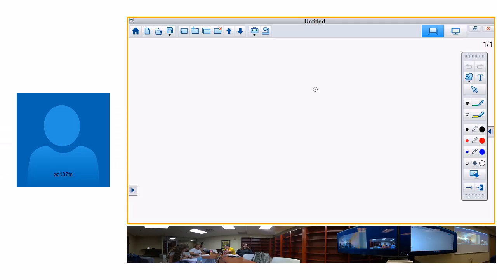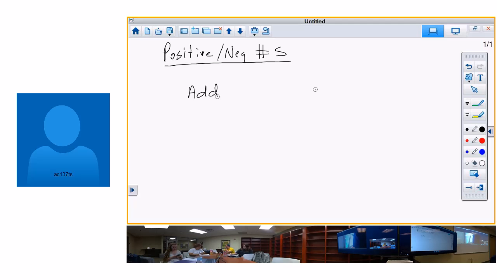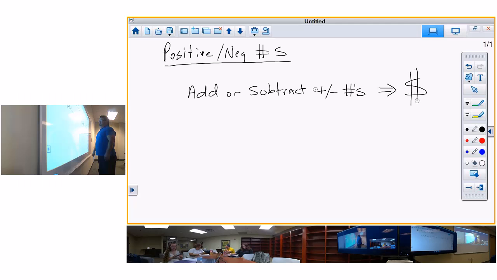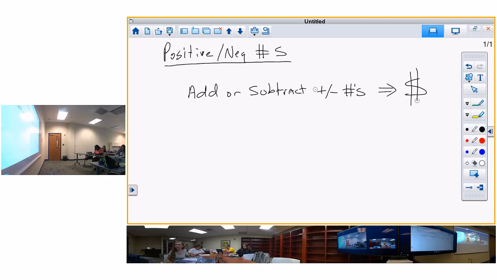Positive and negative numbers. To add or subtract positive/negative numbers, all you have to remember is what? Money.